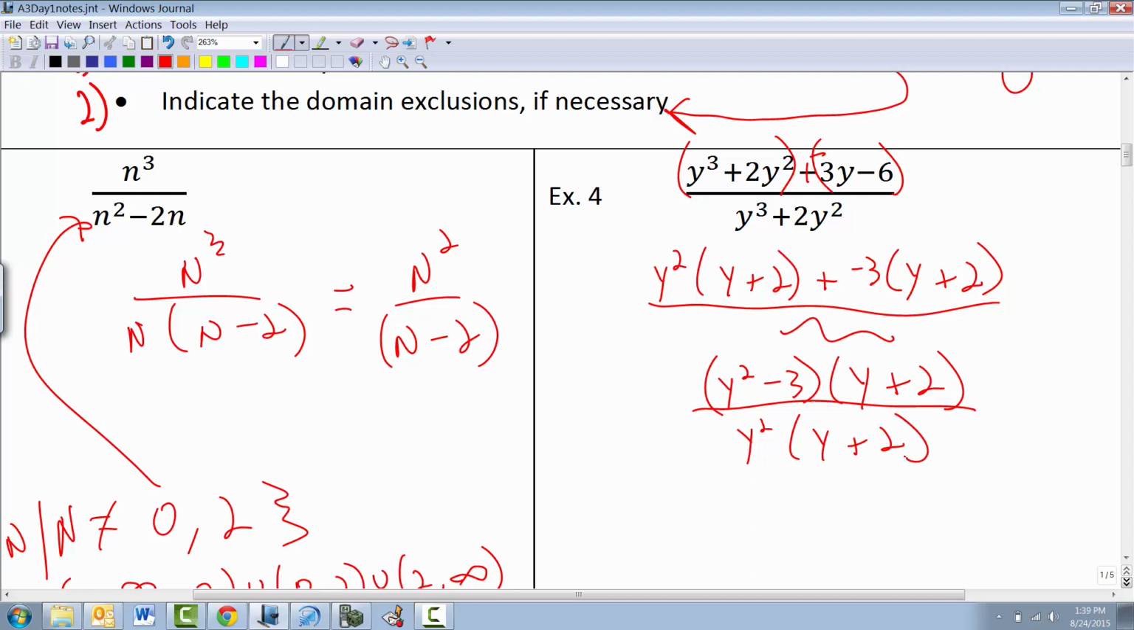Back to the original. What are our domain issues? Now looking at that factored denominator, what can't y equal? 0 and negative 2.